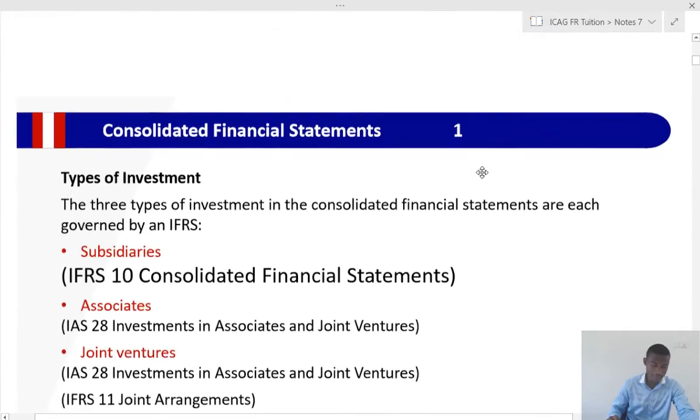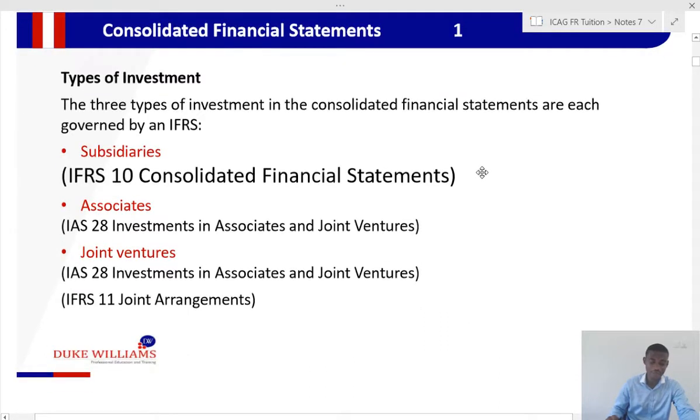And then IAS 28 talks about investments in associates. So let's begin by looking at the types of investments that we would cover. We have investments which arise between a parent and a subsidiary. For a parent and subsidiary relationship, the standard that covers it is IFRS 10. Now for an associate relationship, we have IAS 28, and then subsequently when you go to the advanced level, which is corporate reporting, you'll be looking at the other aspect, IFRS 11, joint arrangements.